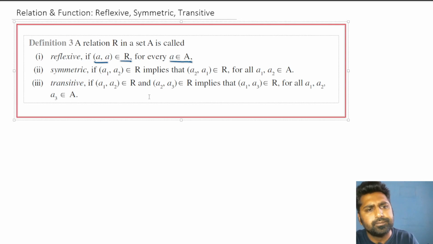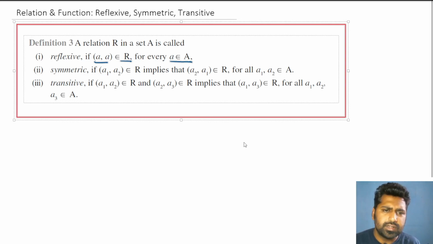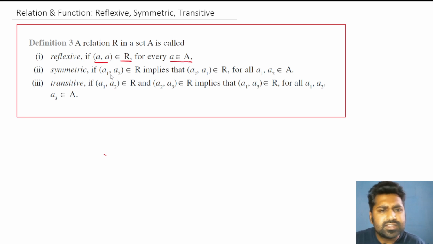Okay, so let's go through the definition first. Any relation is called reflexive if (A, A) belongs to R. (A, A) means you should have an element of the type A comma A, where A belongs to the set A. It will be like, let's say A is 1, so 1 comma 1, and if A is 2, so 2 comma 2, 3 comma 3. These kinds of elements should be present.